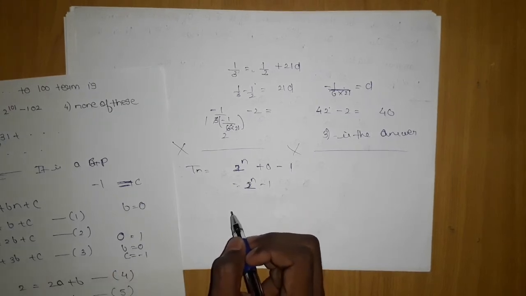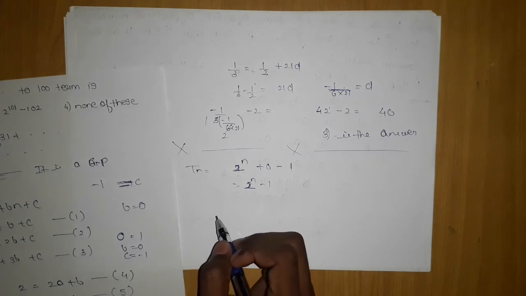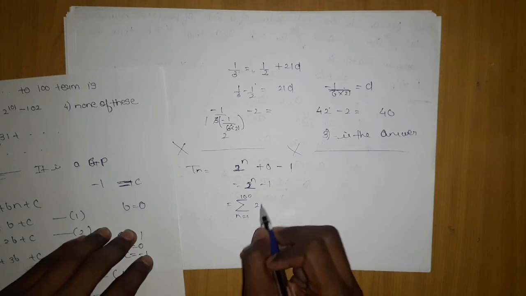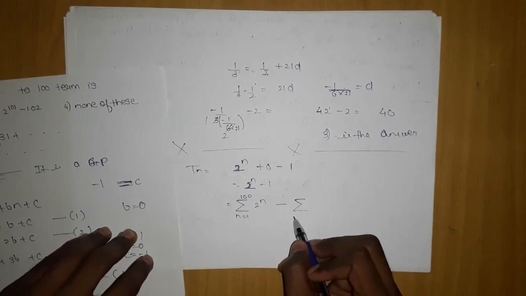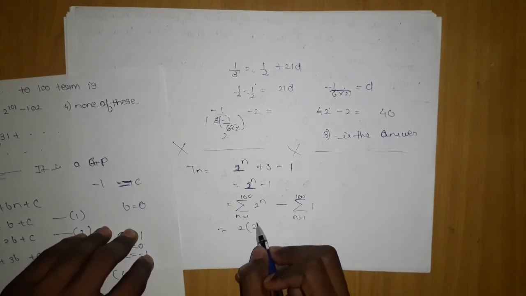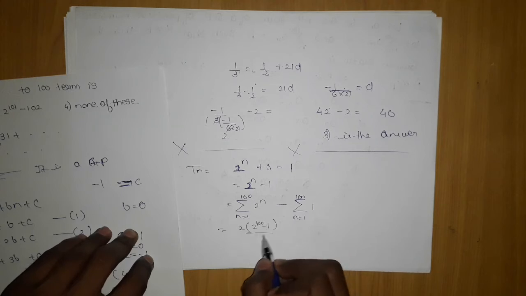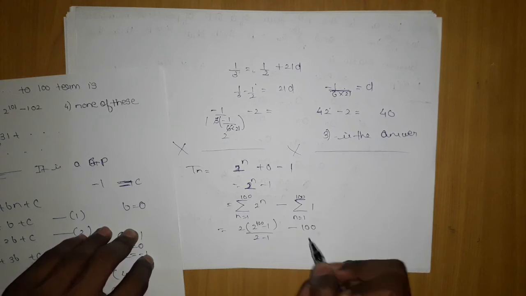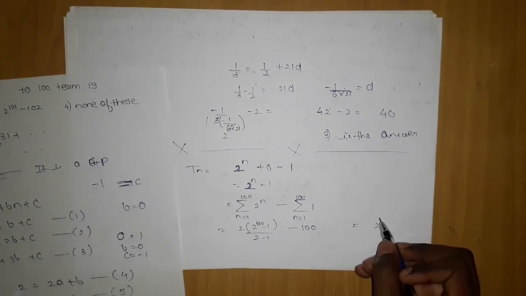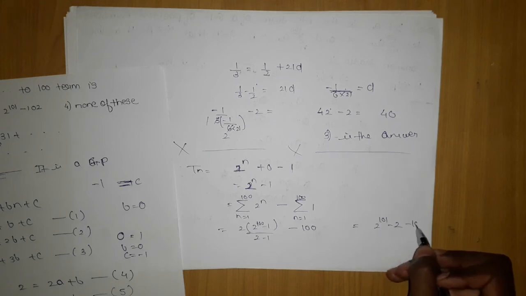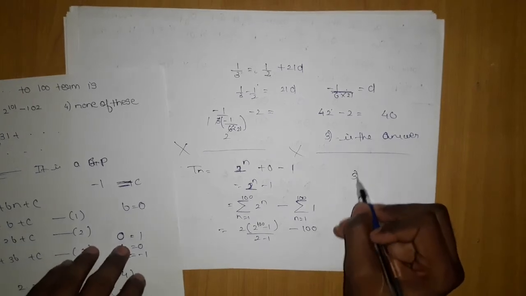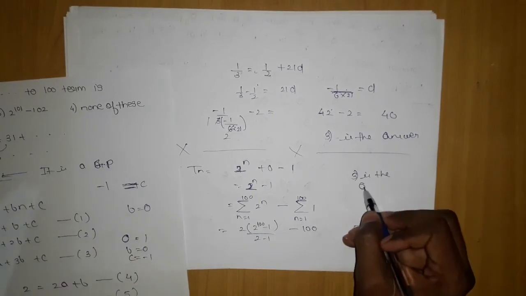Now we will apply summation of 100 terms, that is n equals 1 to 100. It is summation of 2 power n minus summation of 1, which will give me 2 into (2 power 100 minus 1) upon (2 minus 1), and here 100 times 1 will be subtracted, giving me my final answer. 2 power 100 times 2 means 2 power 101, minus 2 minus 100, which gives me 2 power 101 minus 102. So third is the answer.